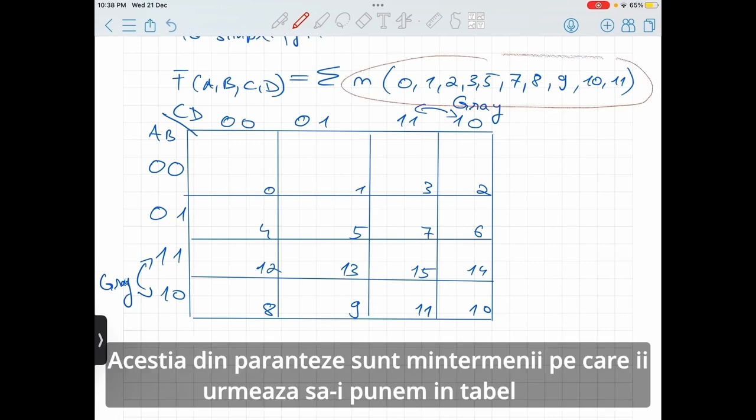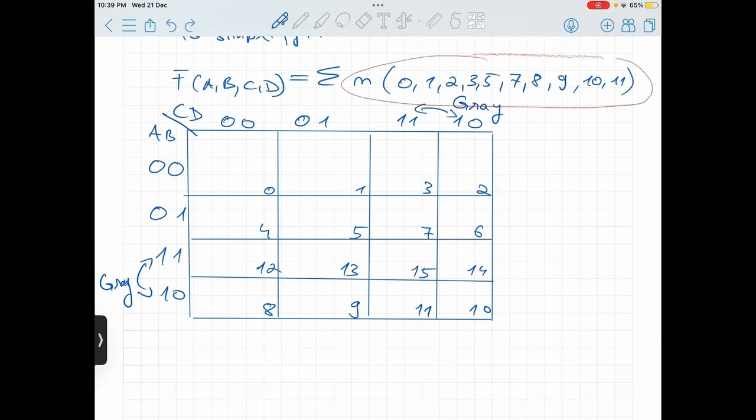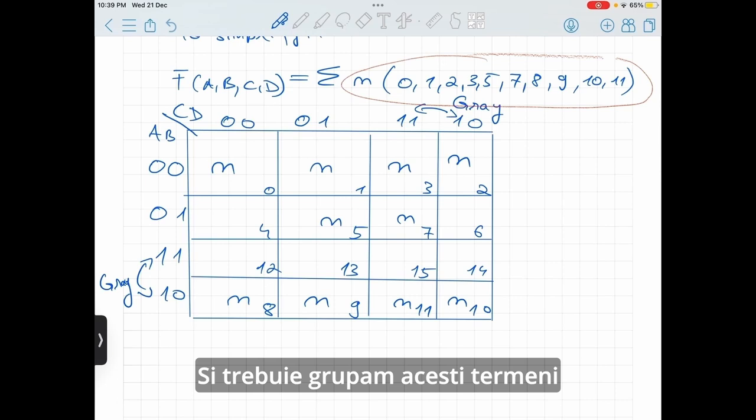These here are our minterms. And we will take these minterms and we will put them here in the table. So we have M0, M1, M2, and M3, M5, M7, M8, M9, M10, and M11. And we need to group all these terms together.